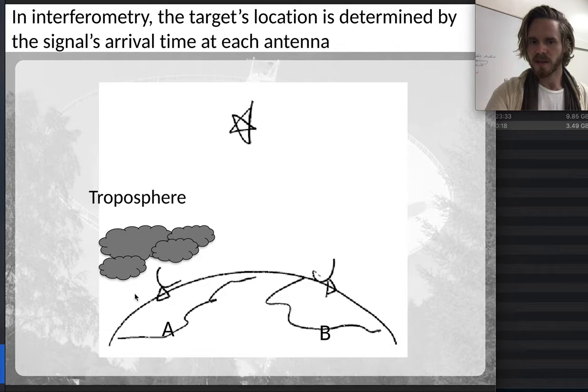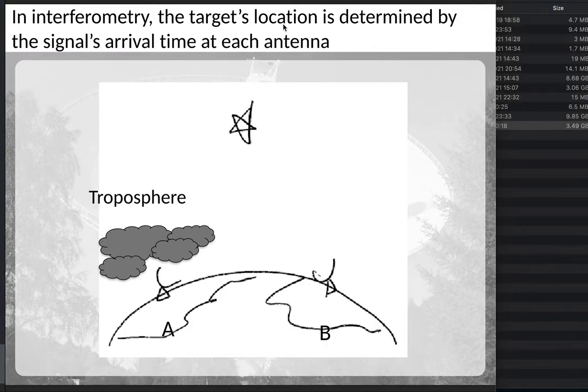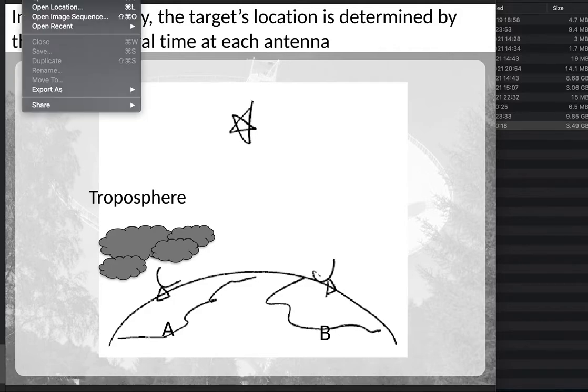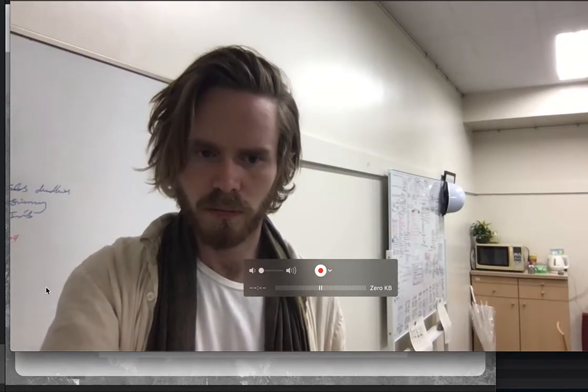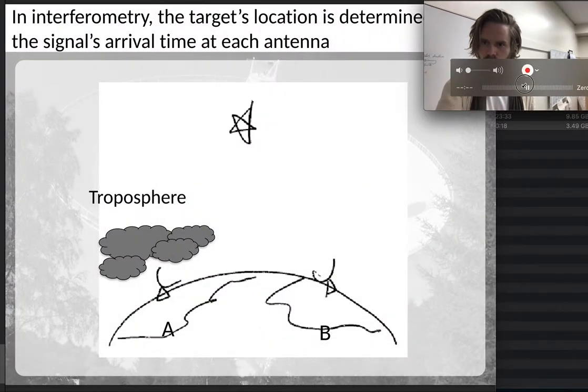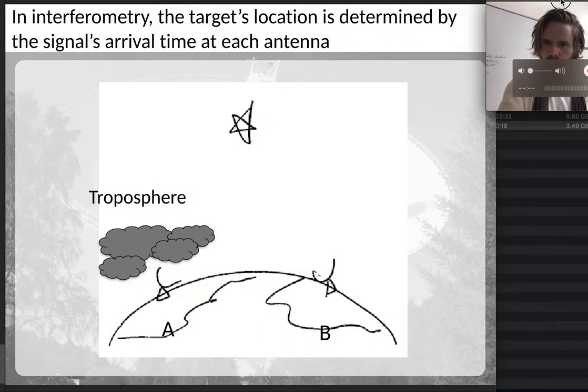Okay, so that's great. Only things are not really that simple. So if you were to have some clouds or something above antenna A, then, oh, hold on, my video is frozen. Sorry about that. Where were we?